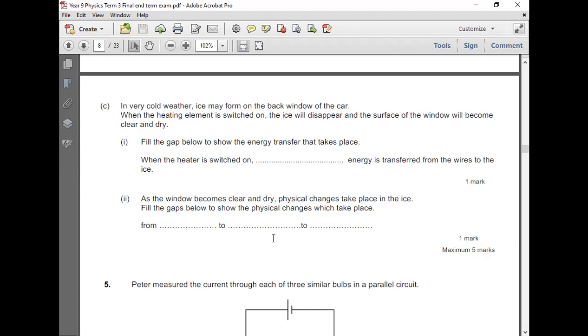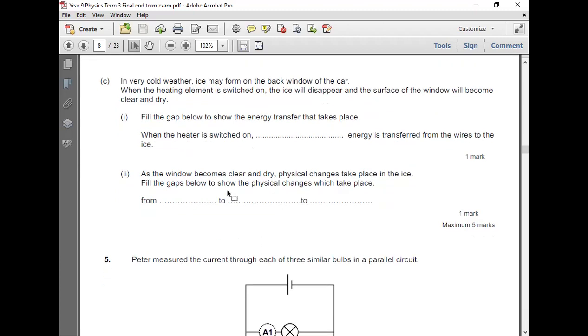Fill the gaps, using the words in the box, to show the energy transfer that takes place. When the heater is switched on, energy is transferred from the wire to the ice, as the window becomes clear and dry. A physical change takes place in the ice. Fill the gaps to show the physical change that takes place.